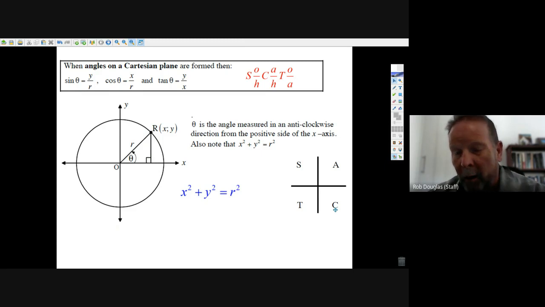That's why cosine is only positive in the fourth quadrant. Everything positive in the first, sine positive in the second, everything else negative, tangent positive in the third, but everything else negative, cosine positive in the fourth, but everything else negative. We remember this with all stations to Cape Town, but it's better just to think about where x is positive and negative and where y is positive and negative, and you'll get the right signs for the trig functions. And that's your introduction.